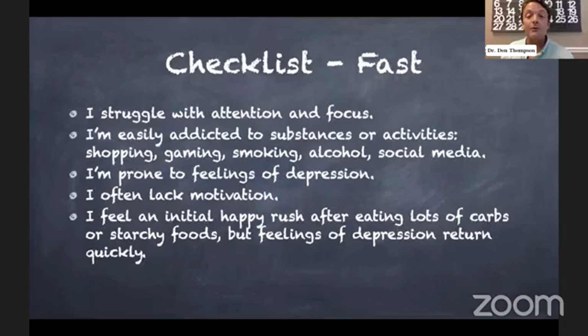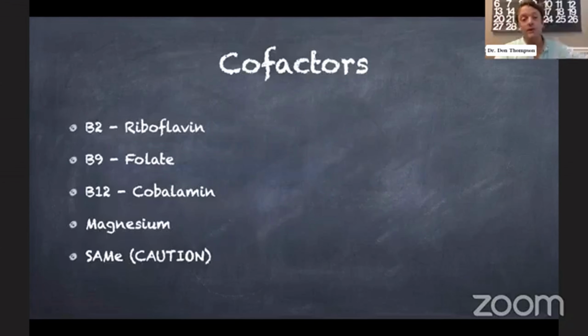I feel an initial happy rush after eating lots of carbs and starchy foods, but feelings of depression return quickly. Do you see that the MAO and the COMT are together right here because they kind of look alike, and you need to get both those pictures. Cofactors, again: riboflavin, folate, and cobalamin, magnesium, and something called SAMe, S-adenosylmethionine. I'll come back to it.